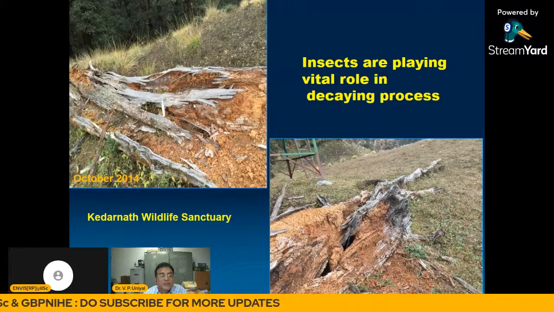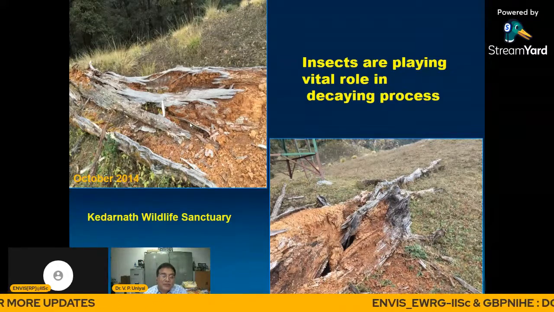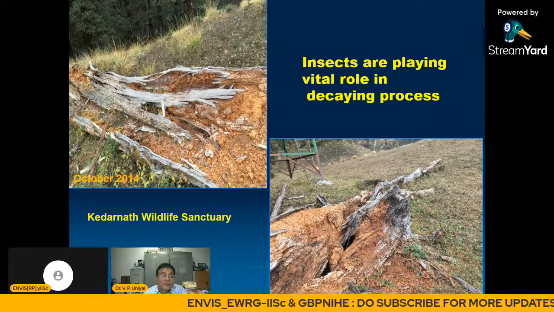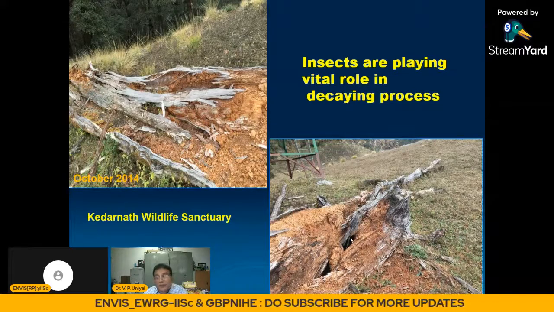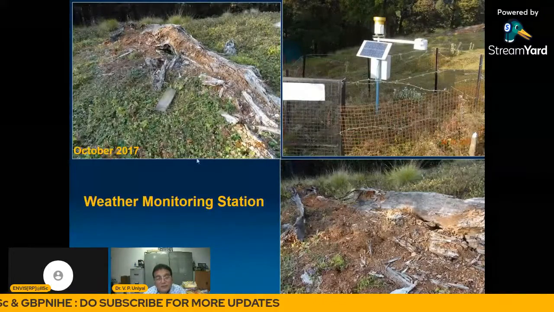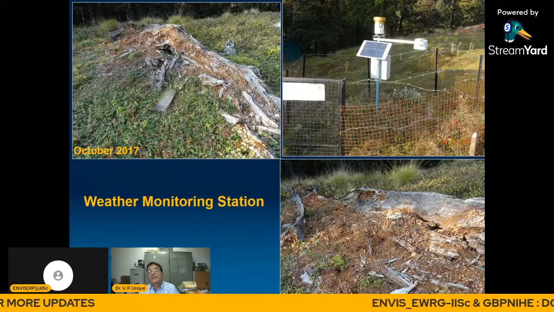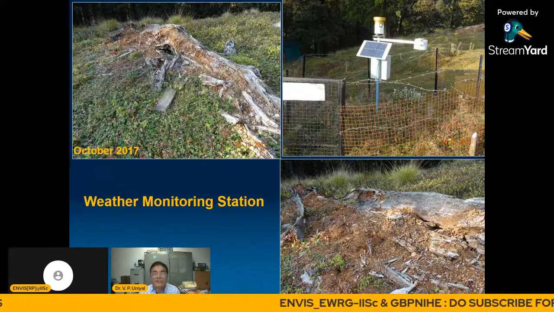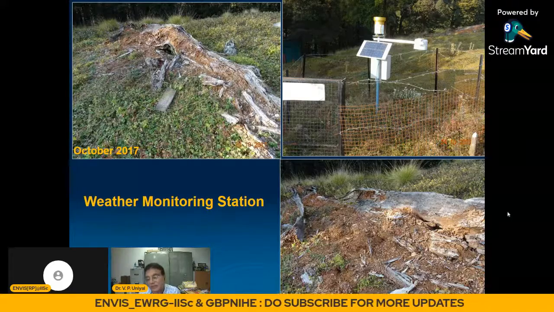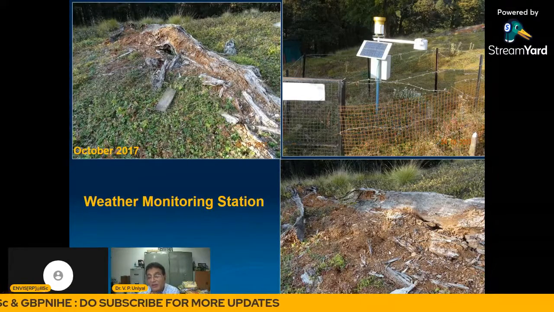I was just observing this tree in high altitude areas, in a wildlife sanctuary, an oak tree. I have been observing this for more than 20 years. But the decaying process is very slow. We are monitoring with a weather recording system over the years, the temperatures, snowfall, wind velocity, and observing this group of insects over there. So this process is very, very slow. It requires a lot of time.